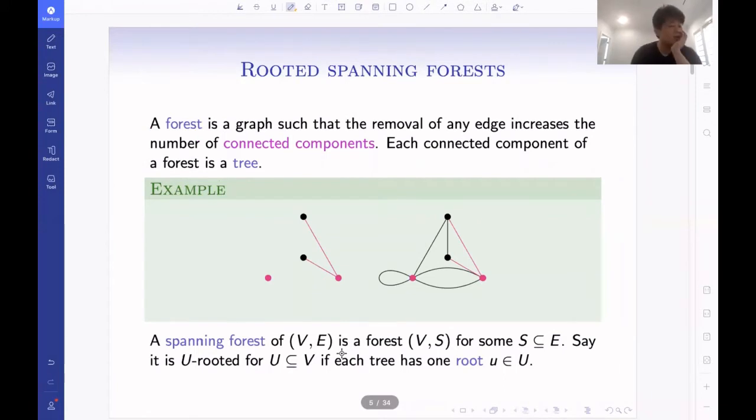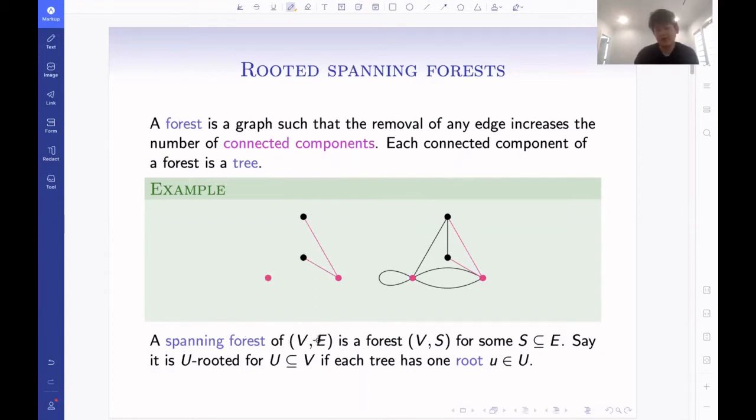The combinatorial Laplacian is interesting because one of my favorite theorems is the matrix tree theorem. If you take the combinatorial Laplacian, take a certain submatrix, and take its determinant, you can count some interesting things. So let me just review. A forest is a graph so that the removal of any edge increases the number of connected components. Each connected component of a forest is a tree. So here's a forest, for example.